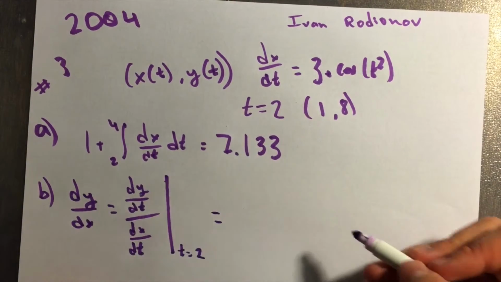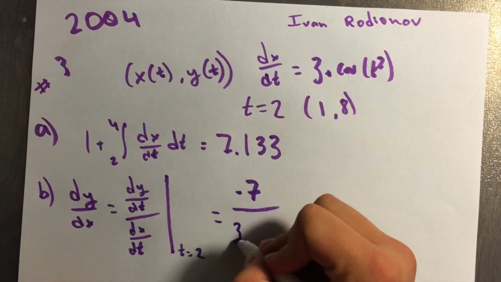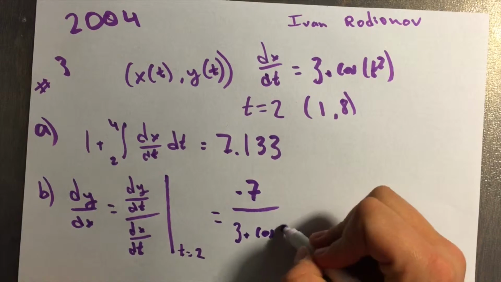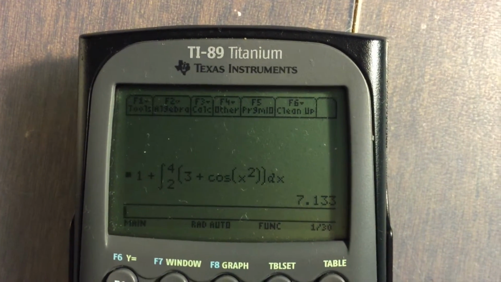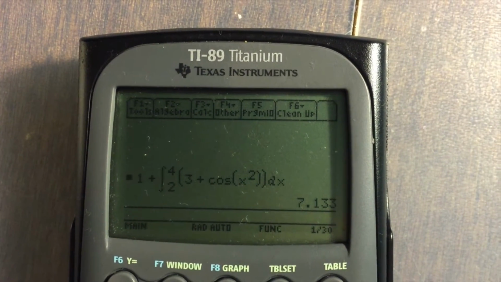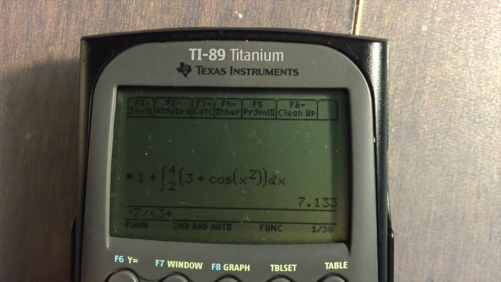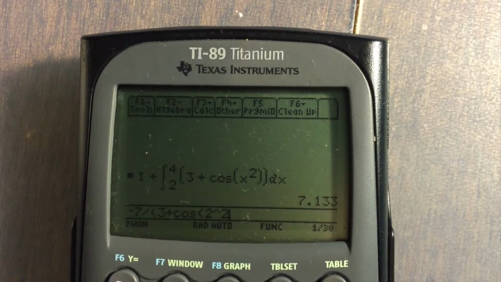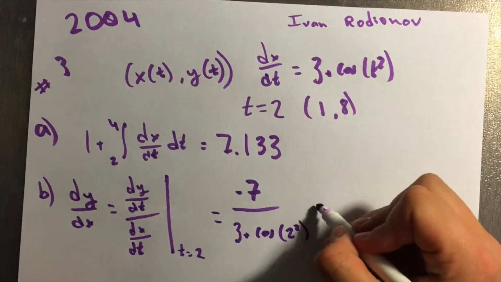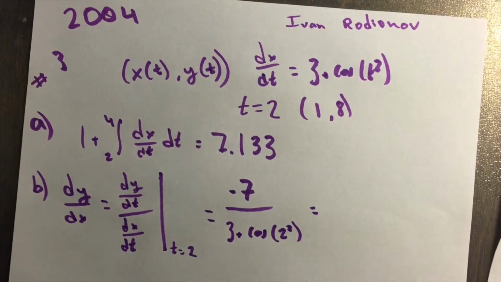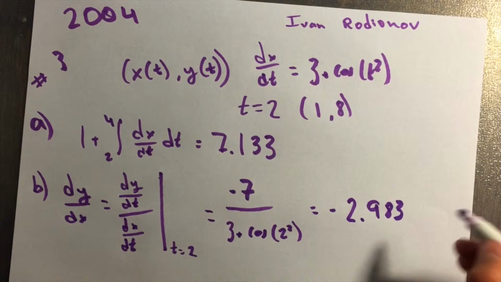We must evaluate this at t equals 2. So we know that dy/dt at 2 is -7, and we divide that by 3 plus cosine of 2 squared. For part B, we must find -7 divided by 3 plus cosine of 2 squared, to get a slope of -2.983.